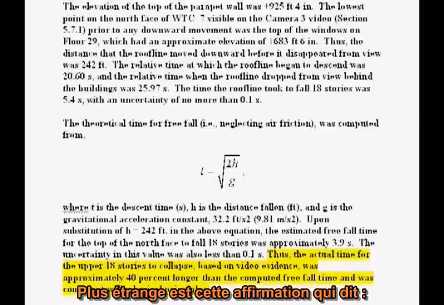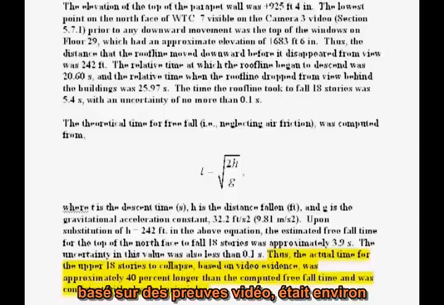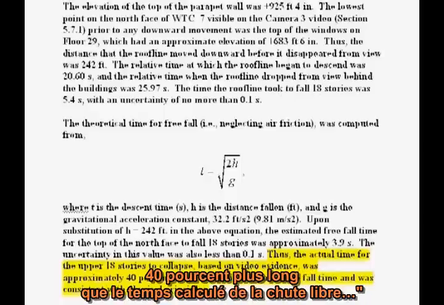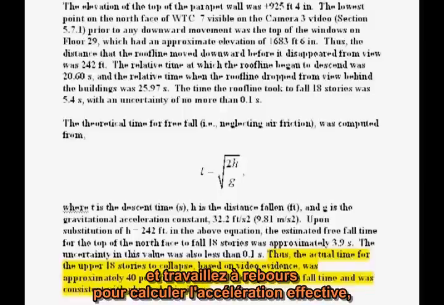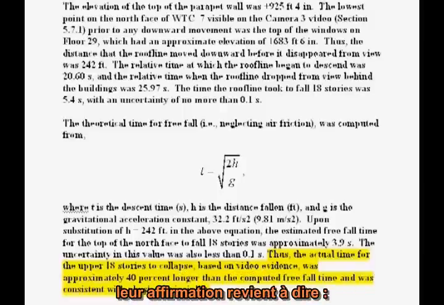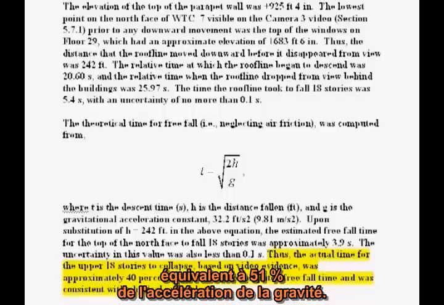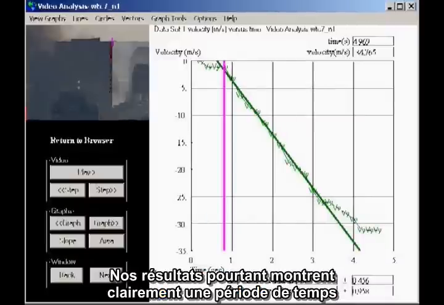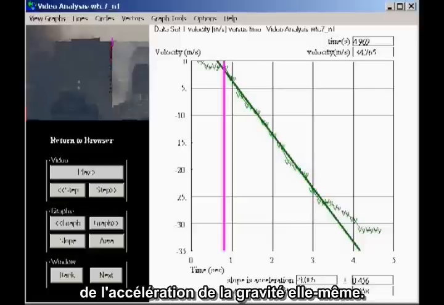More bizarre is the claim that, quote, the actual time for the upper 18 stories to collapse, based on video evidence, was approximately 40% longer than the computed freefall time. If you start with a 40% increase in the time of fall and work backwards to compute the effective acceleration, their claim is equivalent to saying the acceleration of the building is only 5 meters per second squared, which is 51% the acceleration of gravity. Our results, however, clearly show a significant stretch of time in which the acceleration of the building is indistinguishable from the acceleration of gravity itself. In other words, complete freefall.